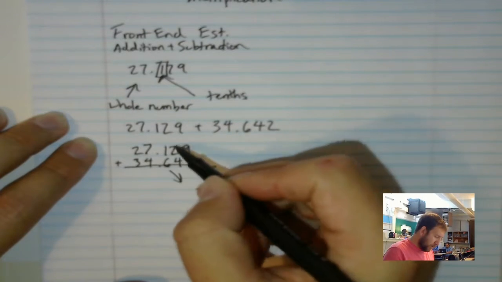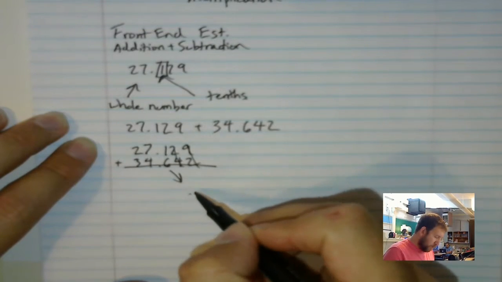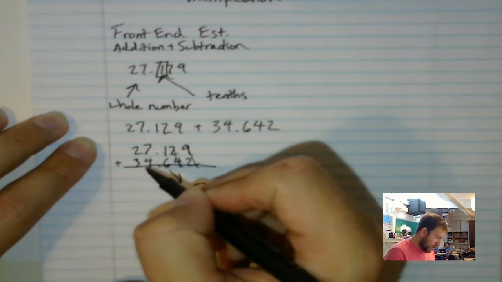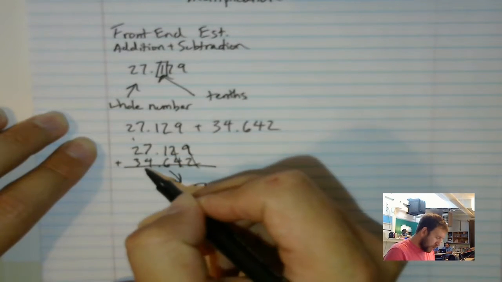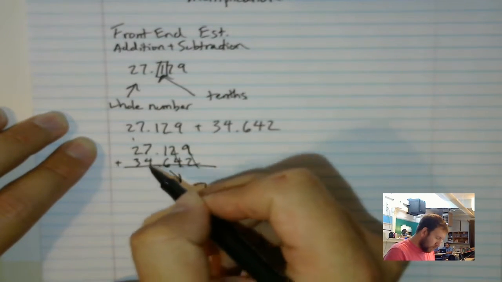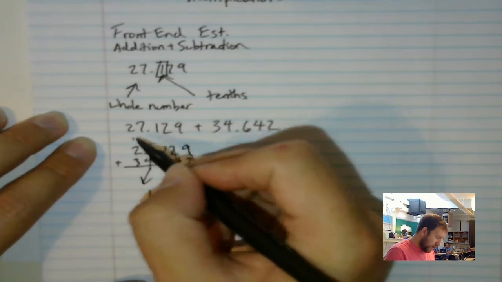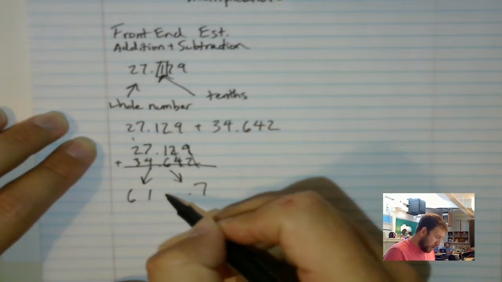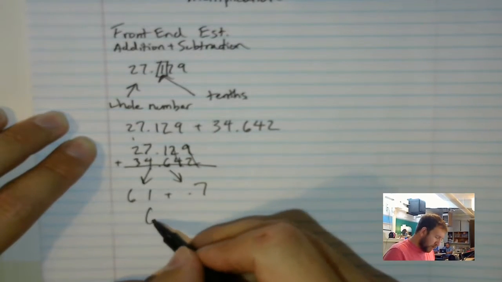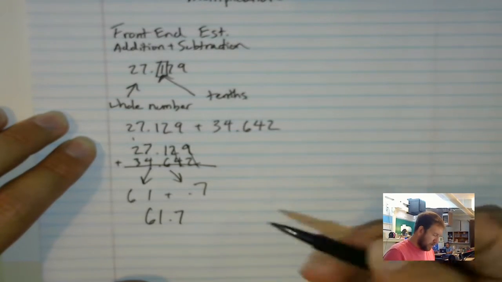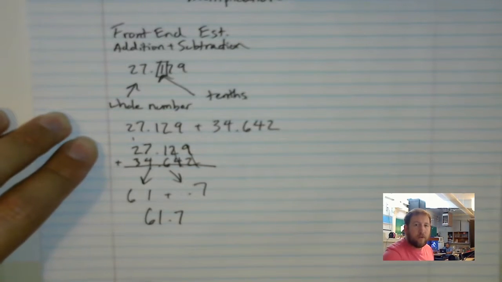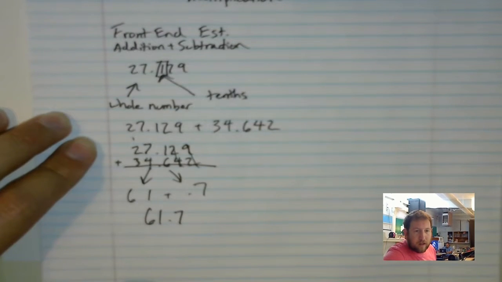So here, get rid of these guys. I have 0.7, and now I have 27 and 34, which gives me 7 and 4 is 11. 1 and 1, and then 3, 4, 5, 6. So I have 61 plus 0.7, which gives me 61.7. Easy enough. When we're doing multiplication, though, we're going to do it a little bit differently.